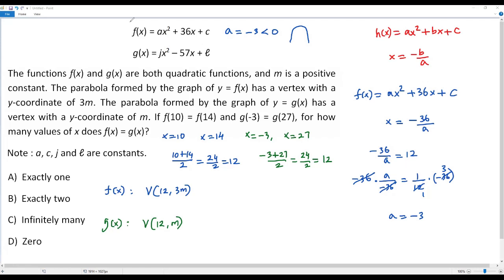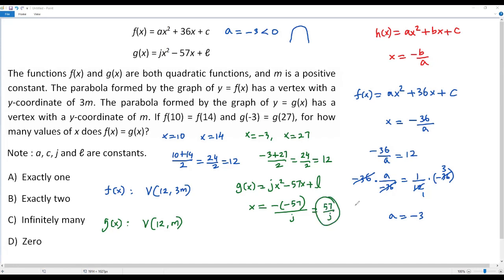Now let me do the same thing for the quadratic function g of x. Okay, let me take it over here. That is g of x equals j x square negative 57x positive L. Now let's get the x coordinate of the vertex using the same formula. Negative, the coefficient of x is negative 57 divided by the coefficient of x square, which is j. Then negative times negative will be positive 57 over j.